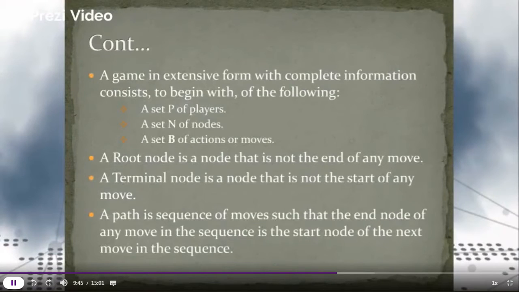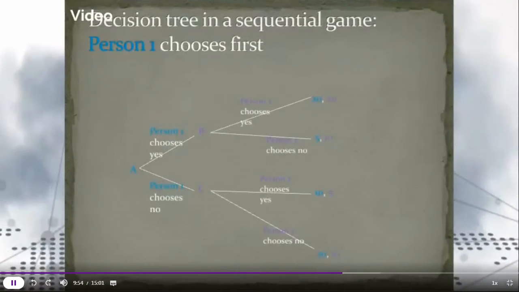Now a path is a sequence of moves such that the end node of any move in the sequence is the start node of the next move in the sequence. So a path is basically something like, person 1 chooses yes, person 2 chooses yes, so we end up here. So A to B, B to this is a particular path.